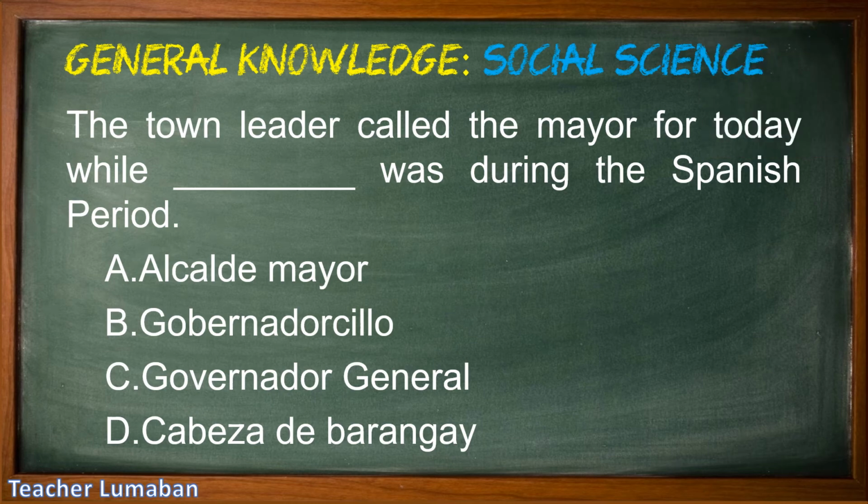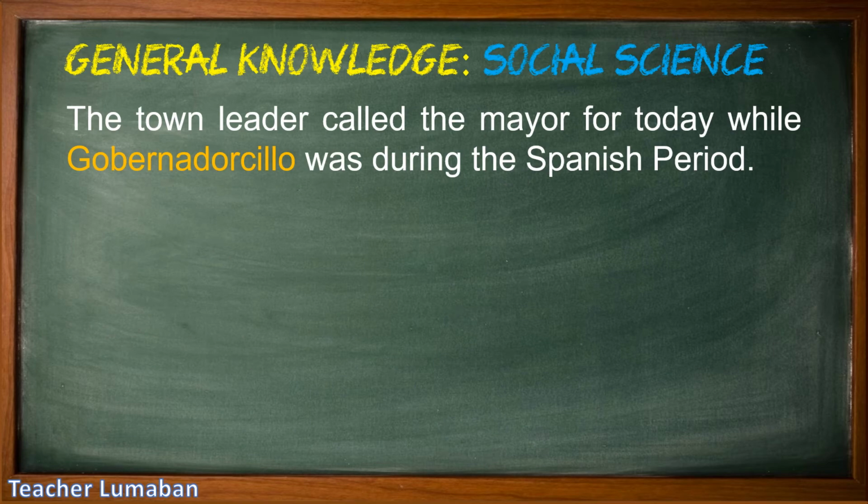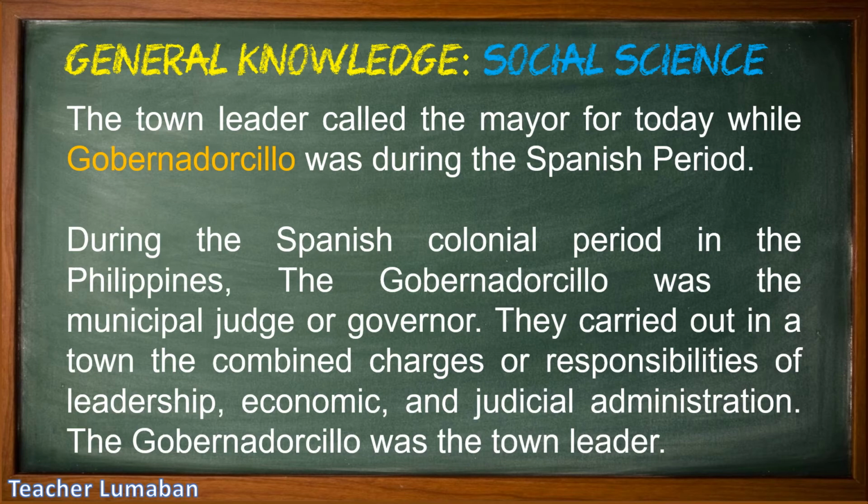The correct answer is letter B. Gobernadorcillo. The town leader called the mayor for today while Gobernadorcillo was during the Spanish period. During the Spanish colonial period in the Philippines, the Gobernadorcillo was the municipal judge or governor. They carried out in a town the combined charges or responsibilities of leadership, economic, and judicial administration. The Gobernadorcillo was the town leader.